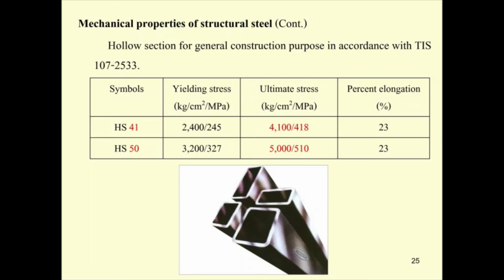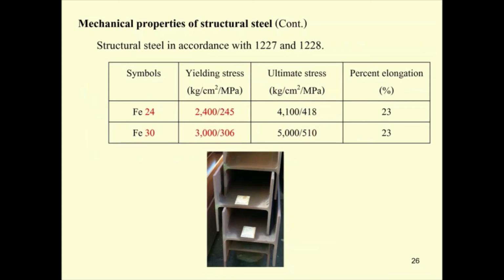If you have the hollow section, you are going to follow the TAS 107. Hollow section has a symbol of HSS, H is hollow and S is section, and then it's specified by 41. That is specified by ultimate stress, not the typical yielding stress. And if you go to the structural section, that's hot rolling, cold rolling, you get FE24. This 24 is going to specify your yielding stress.